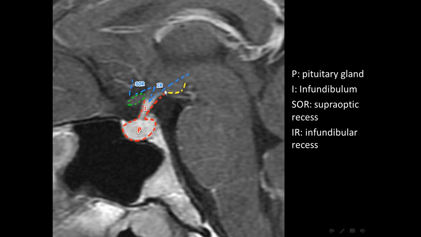If you remember the configuration of the third ventricle when we talked about the ventricular system in the first lecture, the third ventricle had two anterior small holes or small recesses. These are the two small recesses, the supraoptic recess and the infundibular recess.